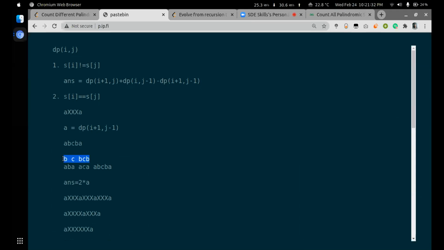So if I count the total number of palindromes between the endpoints, then I just have to multiply it by 2 to get the total number of distinct palindromes. Is that clear now? So why is it multiplying by 2? A stands for whatever DP value we are getting for the middle string, and we multiply it by 2.